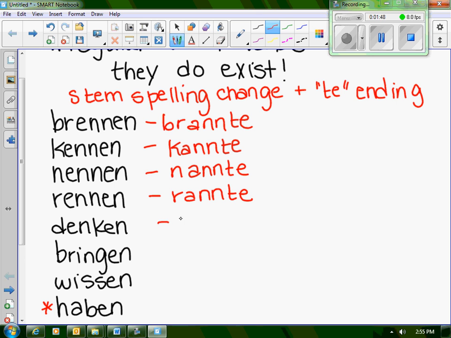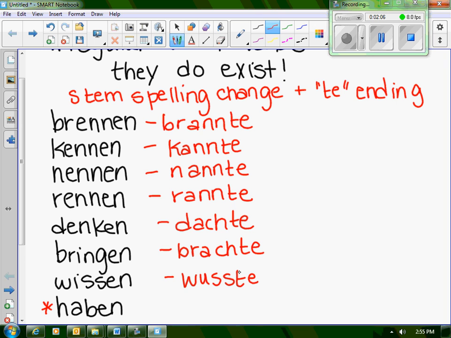Denken, dachte, which is I thought. Bringen, brachte, I brought. Wissen, wusste, I knew. And haben, you know haben is hatte. And so here you see the B changed to two T's, whereas the rest of them it was the vowel that changed. So that's a little bit unique, but shouldn't throw you off because we've seen that before.